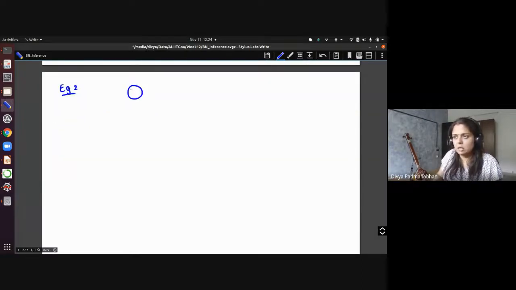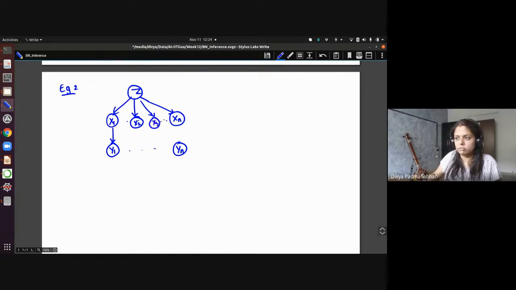You have one random variable like this, and there are a couple of random variables of this form, x1 to xn. Maybe n can be something like 100. And you have y1 up to yn. So this is basically a tree structure. So x1, x2, and similarly x3 also. And here you have y2 and y3 like this. So this is the structure of the network. Let's take the case where all of them are binary valued again.